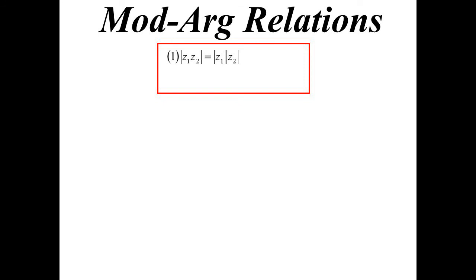Some relationships which allow us to manipulate these numbers then. Okay, when it comes to modulus, if you want to find the modulus of z1 z2, certainly you could find the modulus of each individual one and multiply those together. That would work. So whether you do the multiplication first, then find the modulus, or find the two moduli, then do the multiplication, up to you.